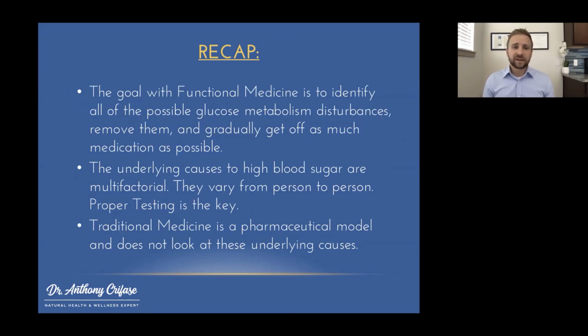So the goal with functional medicine is to address all the possible problems of glucose metabolism in the body, remove them, and then gradually help those recover as quickly as possible. So the underlying causes to high blood sugar are multifactorial. These are many, many different causes. There's never just a one size fits all approach to this. Take any chronic disease, including diabetes or prediabetes, and there's always multiple different reasons. There's never one particular cause.